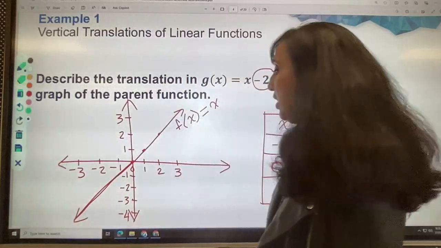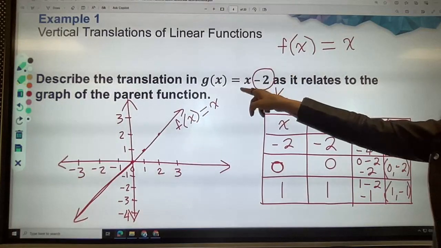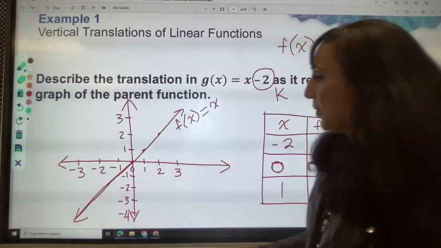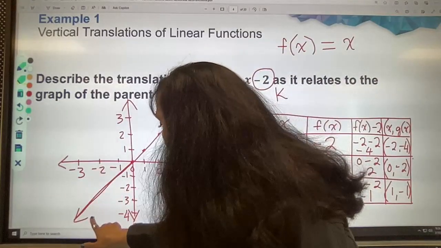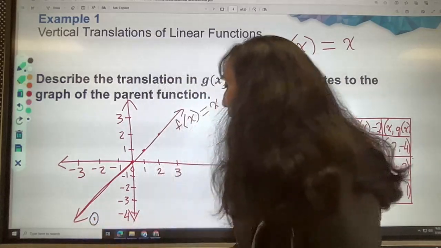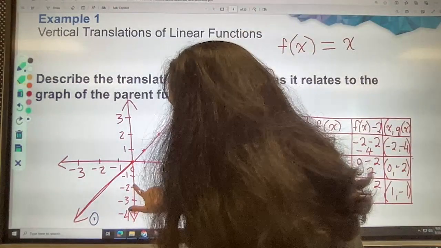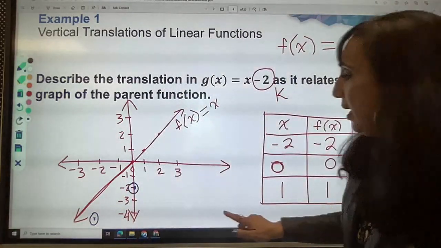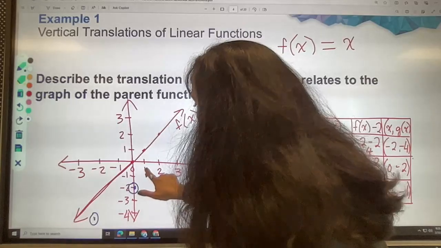All right, now let me use what I just calculated. I'm going to use a different color so you can see. So based on this calculation, g of x is equal to x minus 2. I have negative 2, negative 4, which is here. And then I have 0, negative 2. And I have 1 and negative 1, which is here.